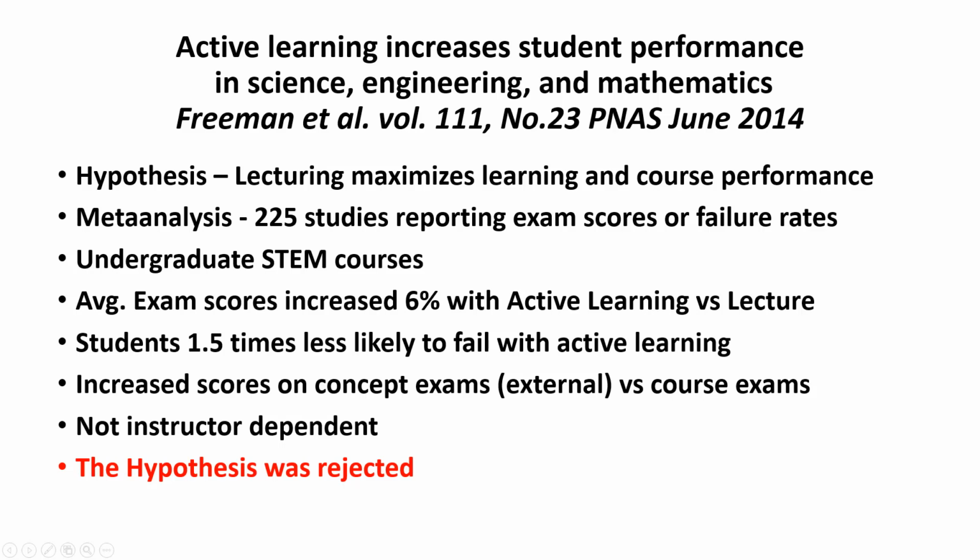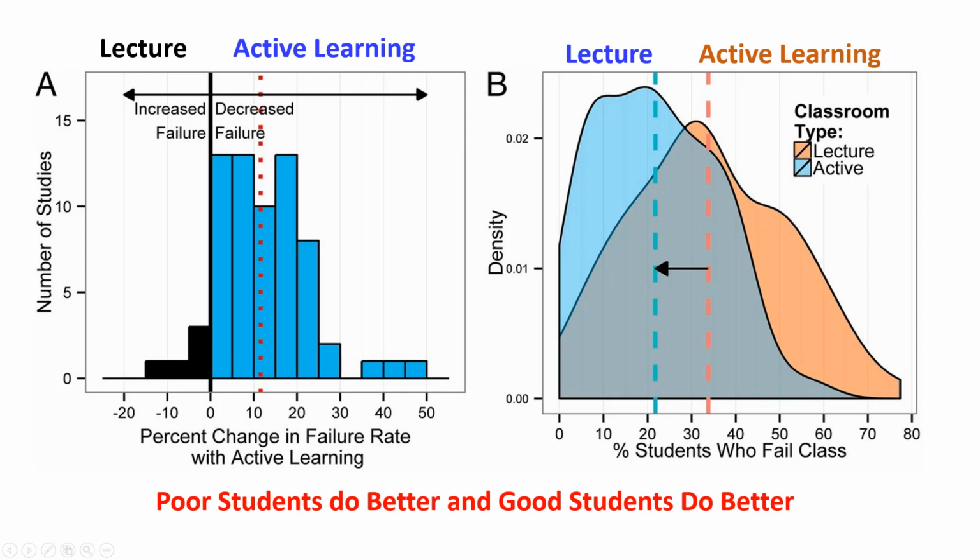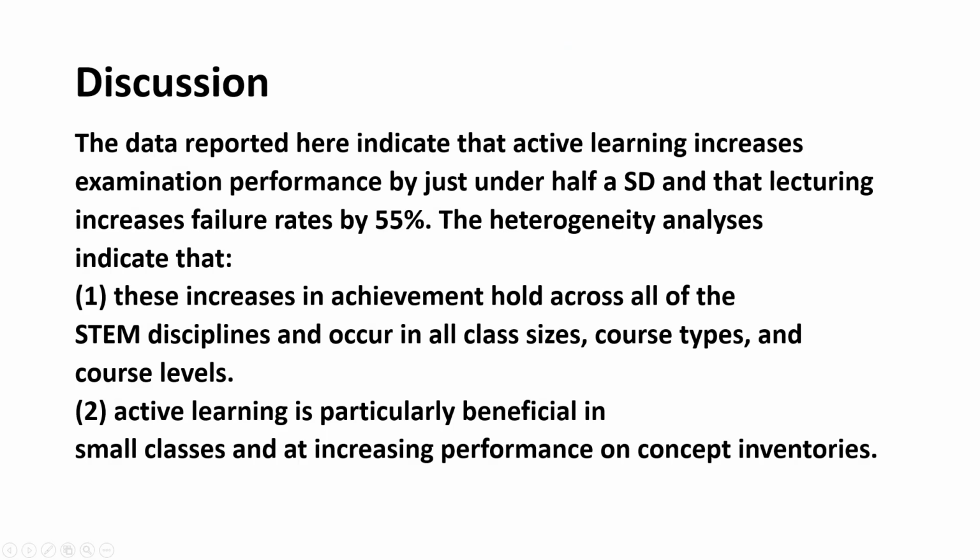Active learning maximizes learning. And here are their data. You can see lecture versus active learning in figure A, with decreased failure rates and better results with active learning. The amount of decreased failure is quite significant. With active learning, the percentage of students who fail classes is much lower. So the students are performing much better. They're shifted to the right. Poor students do better and good students do better. The discussion in this paper read, the data reported here indicate that active learning increases examination performance by just under a half a standard deviation, and that lecturing increases failure rates by 55%.